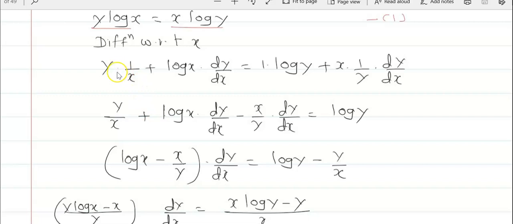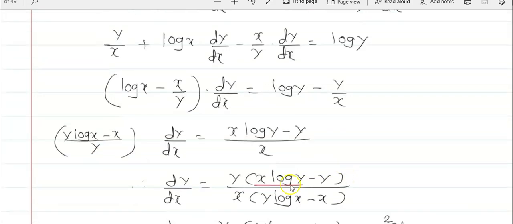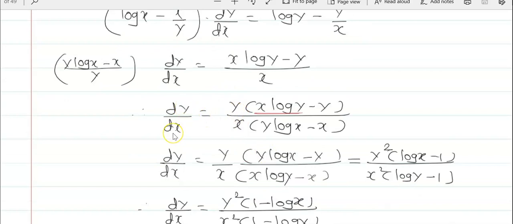Next, this is y upon x plus log of x into dy by dx, minus x upon y into dy by dx on the left-hand side equals log of y. Now simplify this. Take dy by dx as common. Then you will get log of x minus x upon y, into dy by dx, equals log of y minus y upon x. Simplify this: y log x minus x upon y into dy by dx, and x log y minus y upon x. Then you get dy by dx.